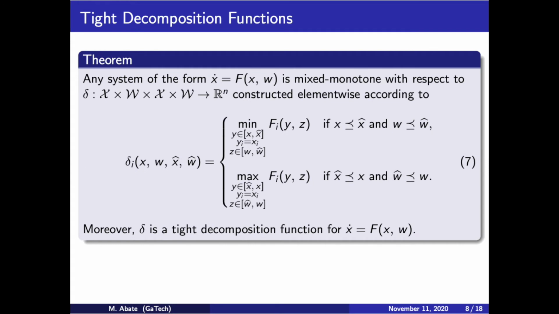On this slide, we present our main result and show that all systems x dot is equal to f of x and w with a Lipschitz continuous vector field will be mixed monotone with a tight decomposition function defined element-wise by the optimization problem 7. So the intuition here is that 7 will provide either the minimum or maximum evaluation of the vector field f over a hyperrectangle. And this not only ensures that the system x dot is equal to f of x and w is mixed monotone with respect to delta, but it also ensures that any other decomposition function for the system will provide a less tight approximation of reachable sets when used with the tools of mixed monotonicity and the propositions provided on the previous slides.